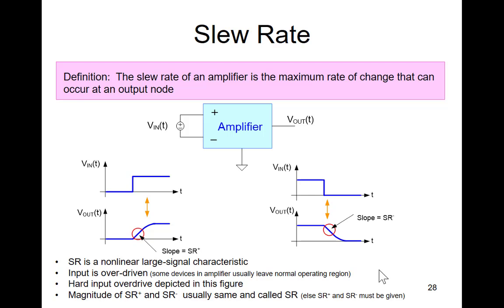Usually, the magnitude of the slew rate in the positive direction and the negative direction are the same. So you've got a positive slew rate here, a negative slew rate here. We can design circuits so the slopes are different. But most of the op-amp circuits we will look at will naturally have the same magnitude of the slope. We'll see why that's the case shortly.